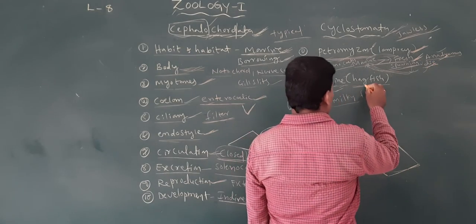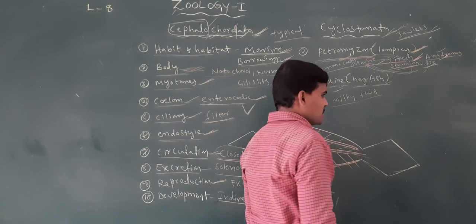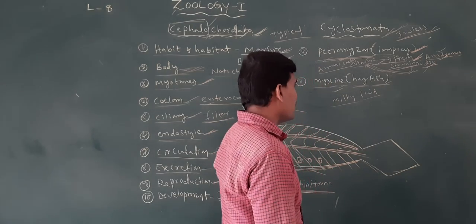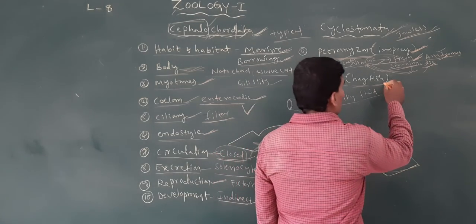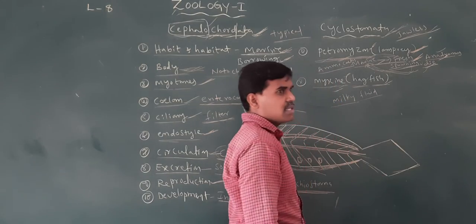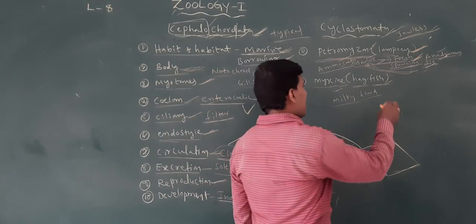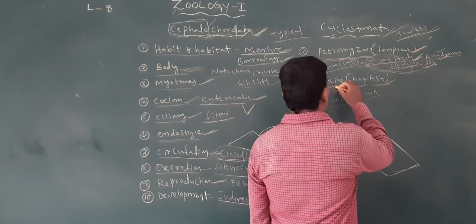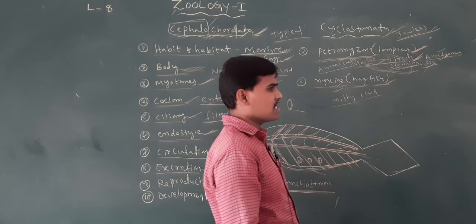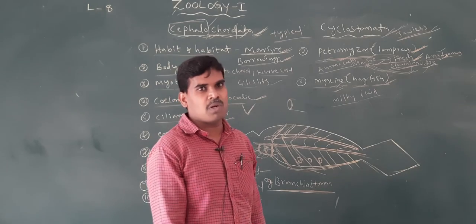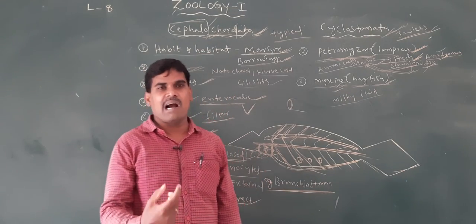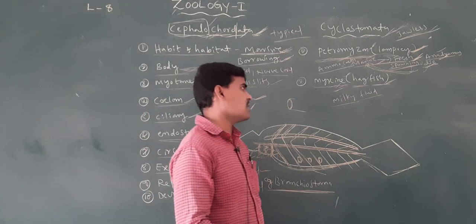నెక్స్ట్ మిక్సిన్ తీసుకున్నట్లయితే దీన్ని సాధారణంగా హాగ్ చేపలు అంటారు. ఎందుకంటే ఇవి కుళ్ళినటువంటి పదార్థాలను, చనిపోయిన జీవుల దేహ భాగాలను ఆహారంగా తీసుకుంటాయి. దీని నోటి పూర్వాంత భాగంలో శోషకాలను కలిగి ఉండి ఆహార పదార్థాలను సేకరించడానికి అవకాశం ఏర్పడుతుంది.